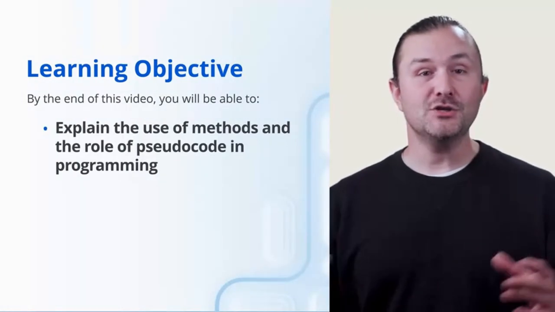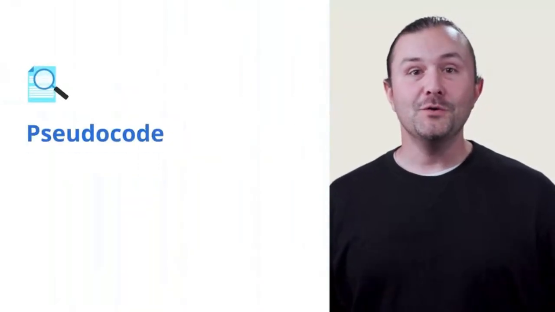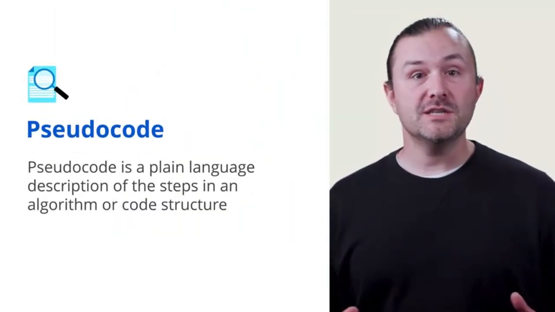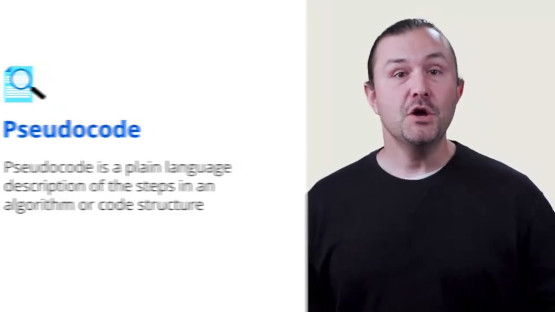for solving programming challenges. Pseudocode is a plain language description of the steps in an algorithm or code structure. Pseudocode serves as a bridge between your initial ideas and actual code, allowing you to outline the flow of your program in simple terms. When writing pseudocode, the key is keeping it straightforward, concentrating on the core logic rather than getting bogged down in details. Let's look at how to write pseudocode.